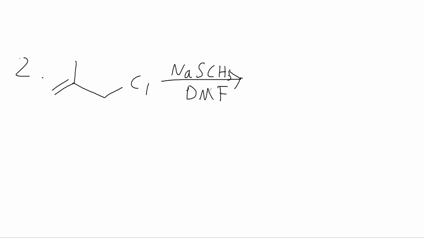Does anybody know what the mechanism for this one is going to be? SN2, yes. And the reasoning for that: first you look at the substrate, that's the most important factor. This carbon with the leaving group is only bonded to one other thing, so it's primary. Well, it's also allylic, so it could potentially be SN1 because it's right next to the double bond.